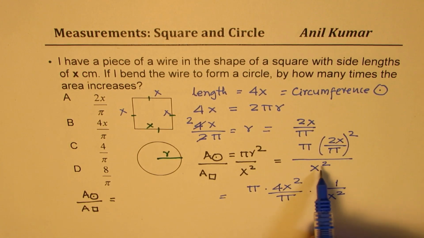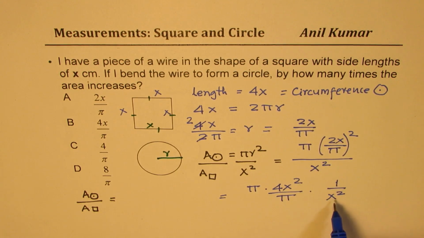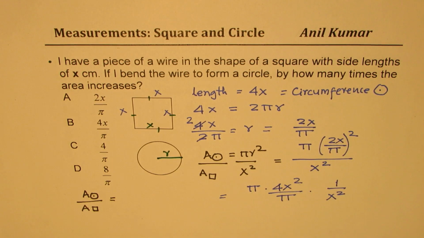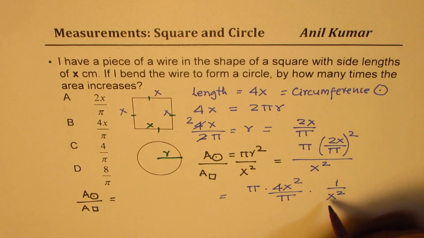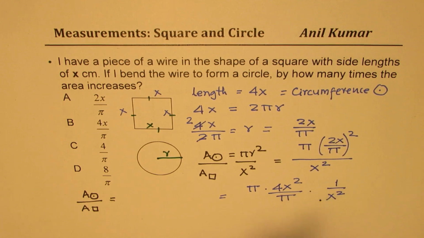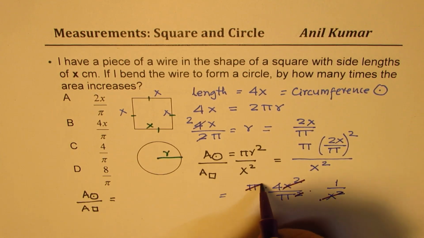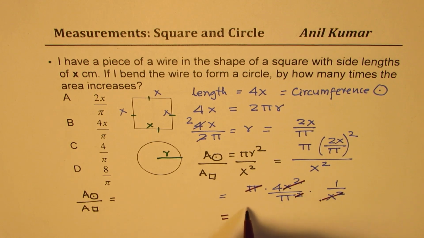See how beautifully I've just shifted on the right and written 1 over x square. So we have avoided layers of fractions. This is very important for you to understand. Now we can cancel; this is also square, I'm sorry. When you square this, that becomes square. So now we can cancel x square with x square, and one pi with this pi. And what do you get? You get 4 over pi as your result.